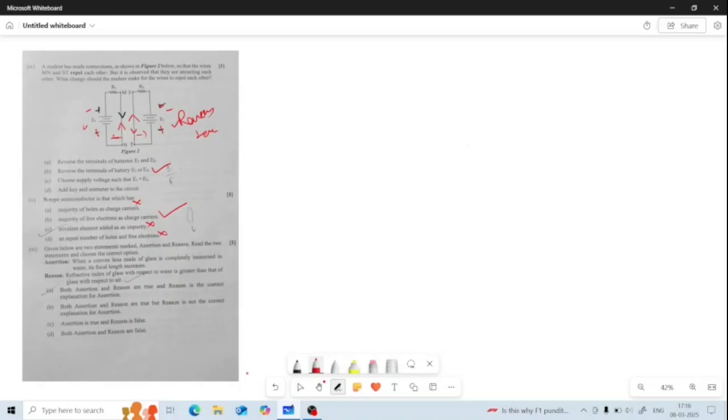Convex lens made of glass is completely immersed in water, its focal length increases. True. Refractive index of glass with respect to water is greater than that of glass with respect to air. This is false because the refractive index is less.